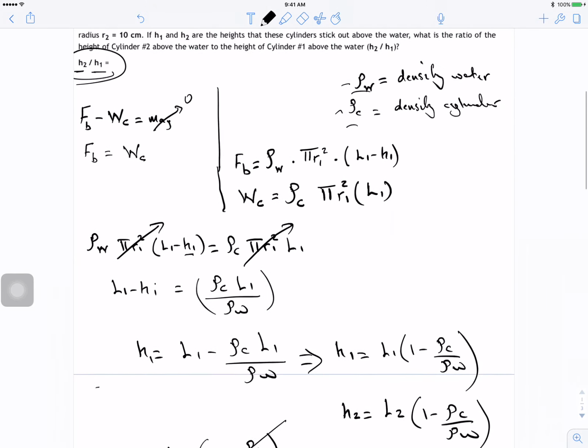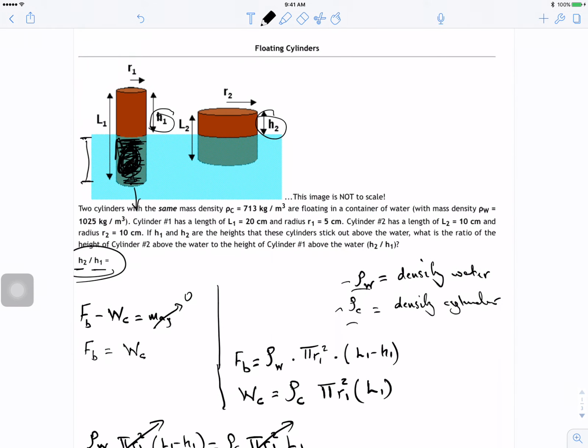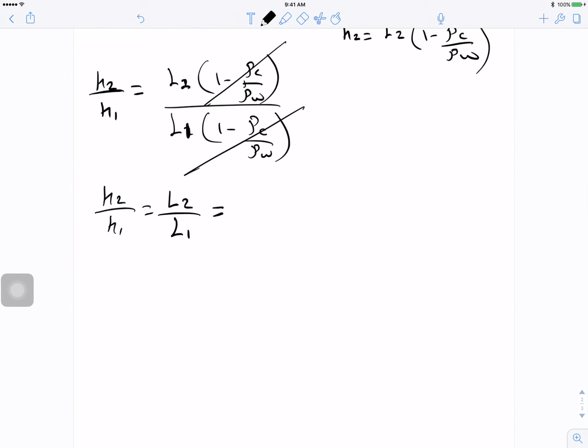So on the back of the question, my L2 was 10, and my L1 was 20. So 10 divided by 20 is equal to 1 over 2, which is 0.5.